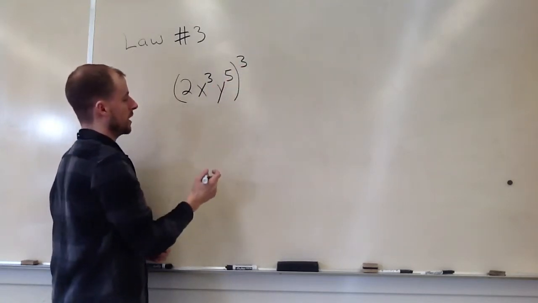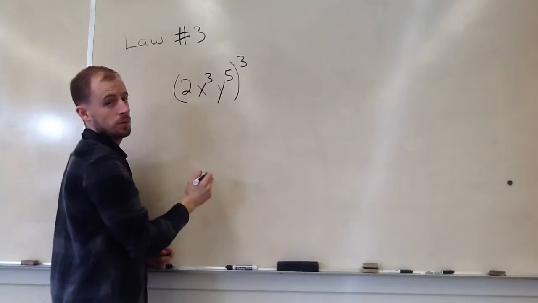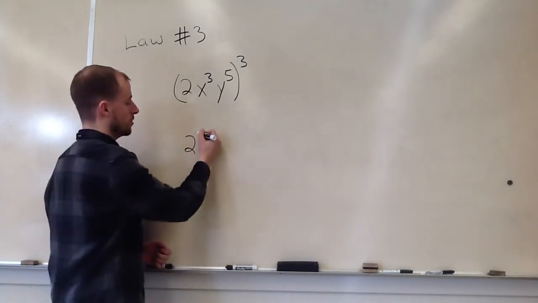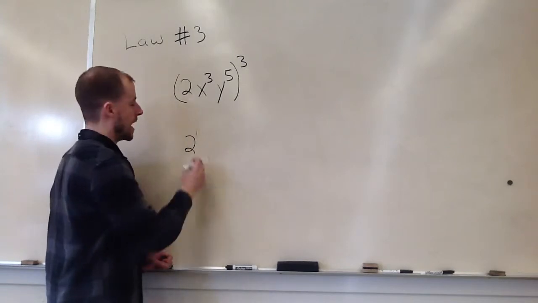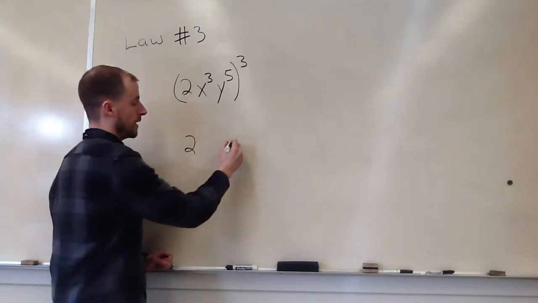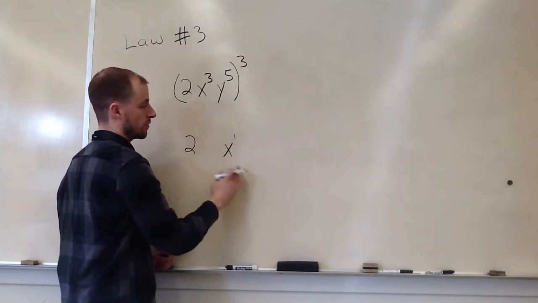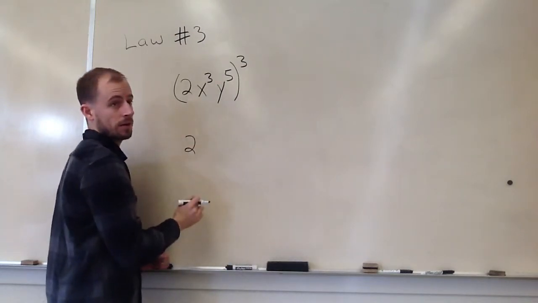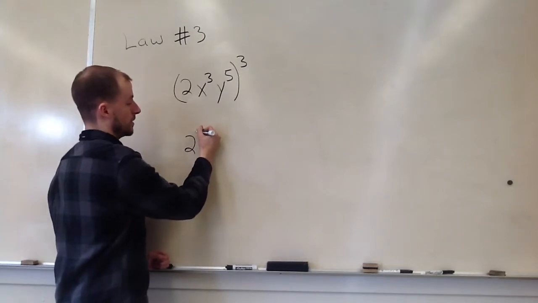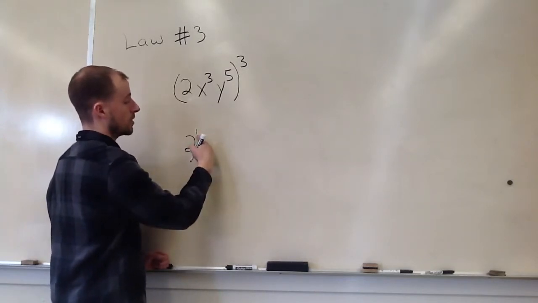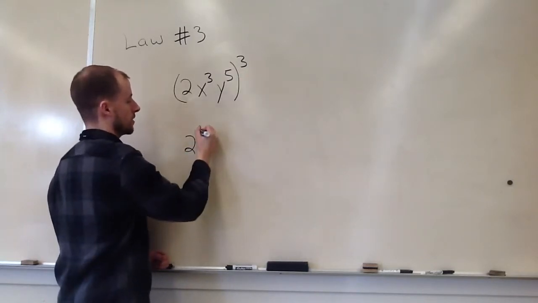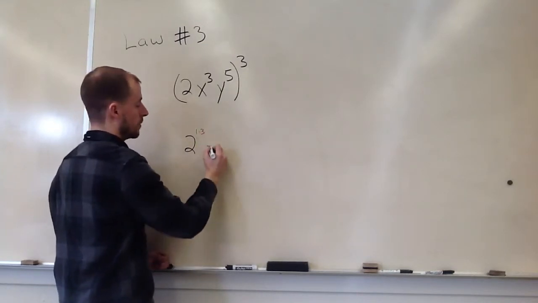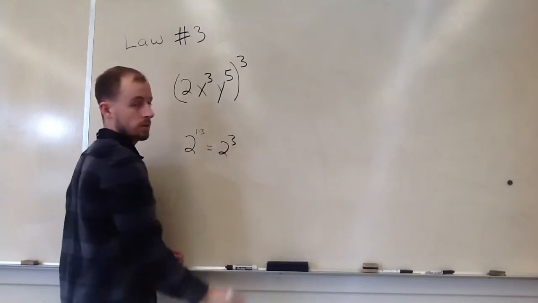So you might be saying, okay, well, what's the exponent of 2? So I'll write it out. What's the exponent of 2? Well, it would just be 1. We don't write an exponent of 1, just like when we write x, the exponent's 1, we just don't write it. Even though it's there, we have 1, and the law says take the 1 and multiply it times 3, so that would be 1 times 3. Okay? So that would equal 2 cubed.